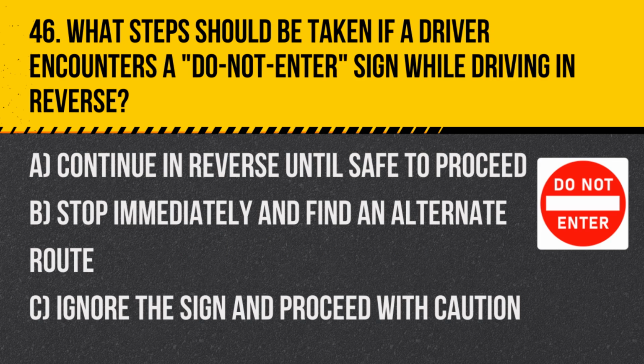Question 46. What steps should be taken if a driver encounters a do not enter sign while driving in reverse? A. Continue in reverse until safe to proceed. B. Stop immediately and find an alternate route. C. Ignore the sign and proceed with caution. Answer: B. Stop immediately and find an alternate route. A do not enter sign indicates a wrong way.